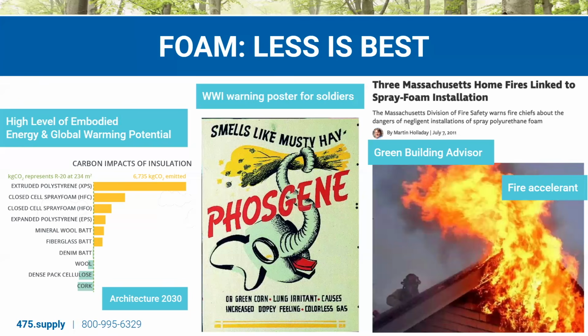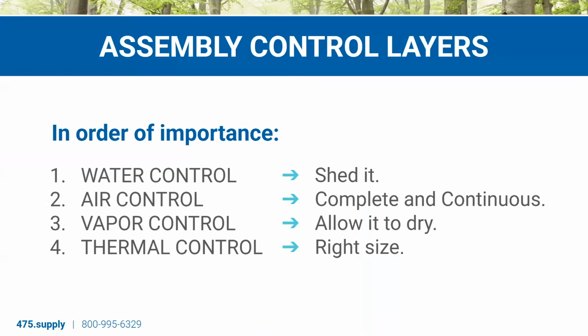Similar thing with like straw bale construction. Yeah. So we really want to shed all the water. That's the number one thing. We want to make it airtight, ideally on both sides of the insulation. We're then maybe changing our vapor control based on which climate.